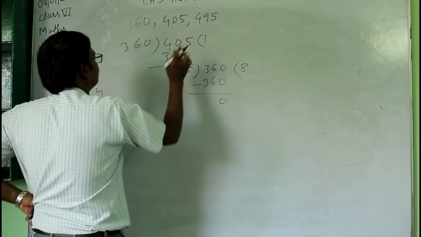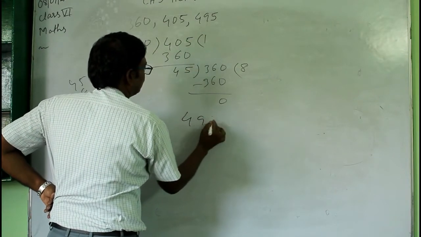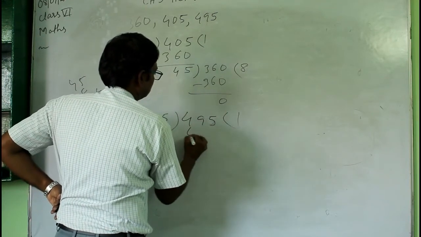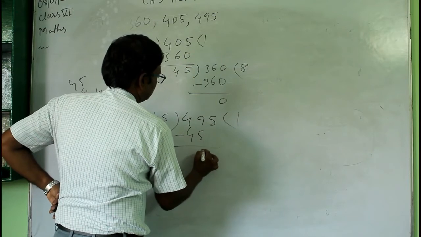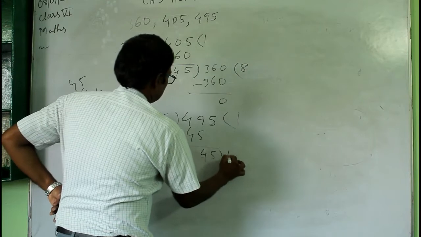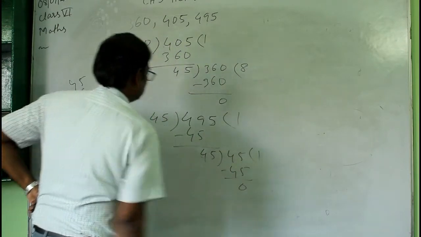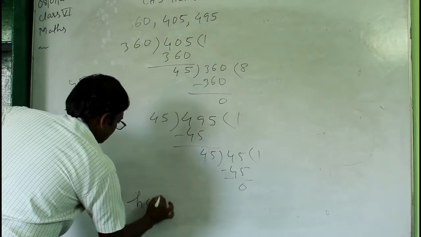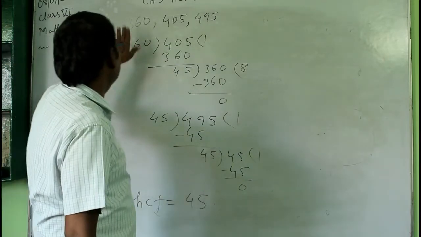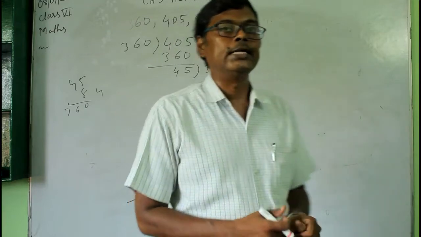Then find the HCF of 45 and this number. So again do the division, 495 divided by 45. So 45 and 45, and here 5 and 5. It is 45 here. So again divide 45 by 45. So it will go exactly. So therefore you will write the HCF equal to 45. That is, the HCF of these three numbers is 45. Okay, so this is the end of this exercise.